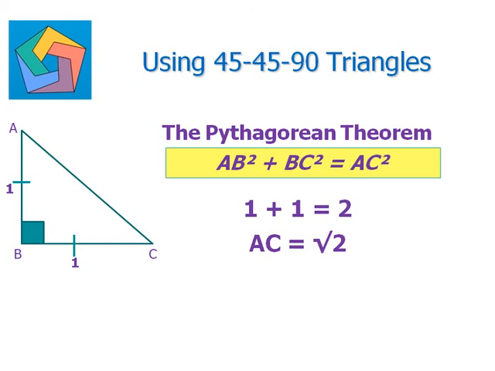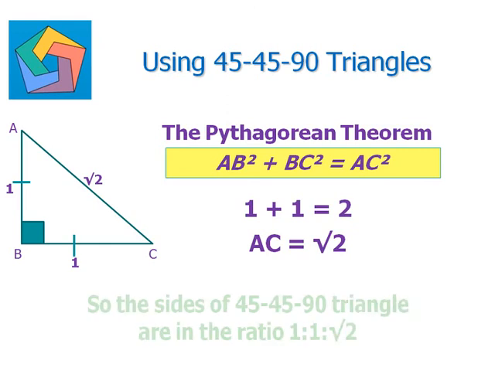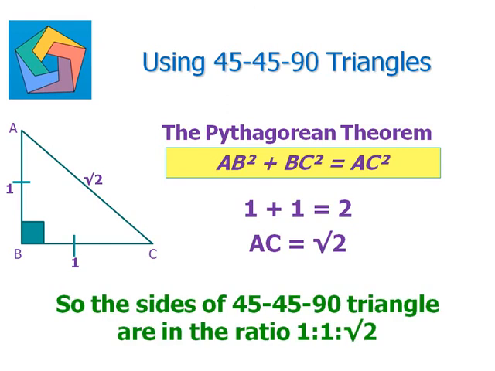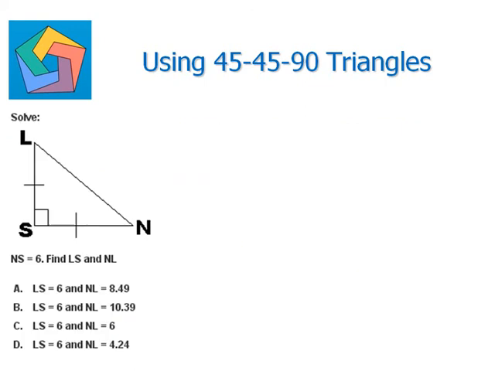So from this we can deduce a ratio for this particular type of triangle, that is, the sides of a 45-45-90 triangle are in the ratio 1 is to 1 is to square root of 2. This is something we should remember, and based on these concepts, let us go on to solve some examples. We have an example here.